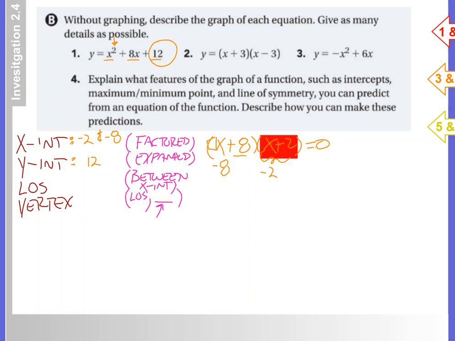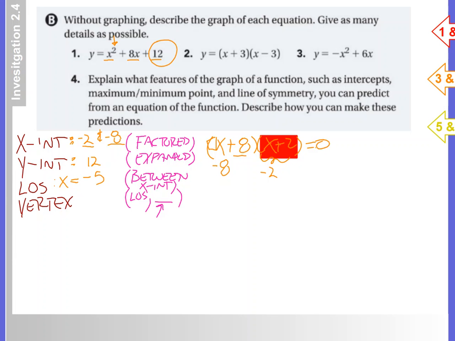All right. So the line of symmetry is halfway in between negative 2 and negative 6. What number is between negative 2 and negative 6? Well, negative 4 is directly in between negative 2 and negative 6. So my line of symmetry is x equals negative 4. For those of you who don't know how I got that, all I did was I added the two x-intercepts together and divided by 2. In other words, I found the average of the two numbers.